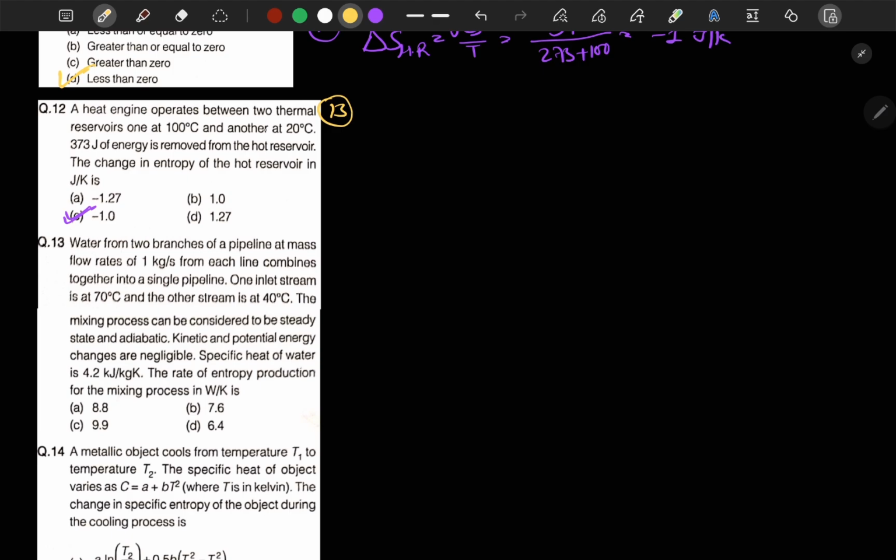So water from two branches of a pipeline, at a mass flow rate of 1 kg per second from each pipeline. So let's draw a simple line diagram. Let's say this is pipe 1, this is pipe 2, both having mass flow rate m dot equal to 1 kg per second. Here also m dot is equal to 1 kg per second. They combine to form a single pipeline.